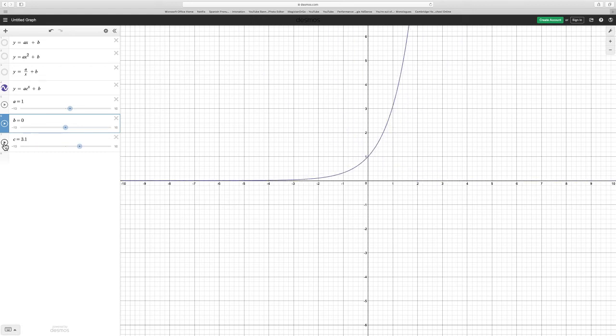Let's take a look at that. So all we know is that for a positive base, as the base gets bigger, the rate of growth increases. As the base gets smaller, the rate of growth gets smaller and smaller until the graph starts flattening out. And at 0 it's 1, because we have 1 times 0 to the power of anything.